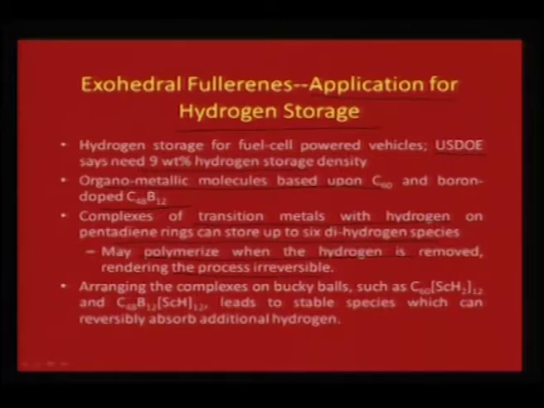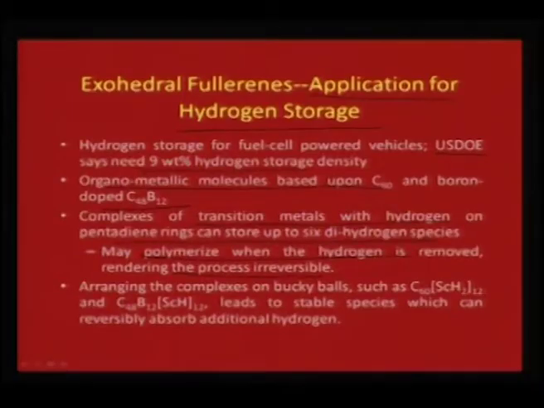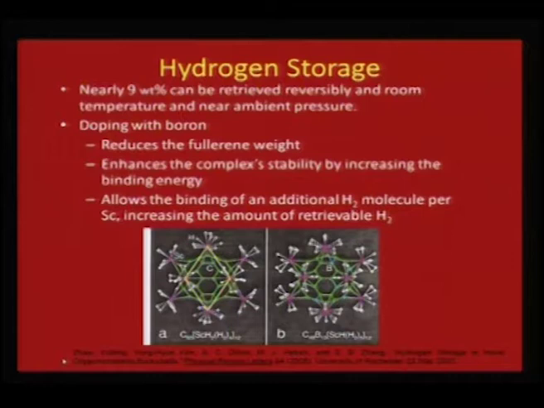So, if you want a hydrogen storage material, then you need to be able to liberate the hydrogen and also selectively take it back, otherwise this cannot be a useful candidate, and in such cases a scandium hydrogen species which is attached to C60 has been found to be a very good complex. This leads to stable species which can reversibly absorb additional hydrogen. So, this is one of the candidates which is being explored for hydrogen storage applications, and the same I have tried to show you through this view graph.